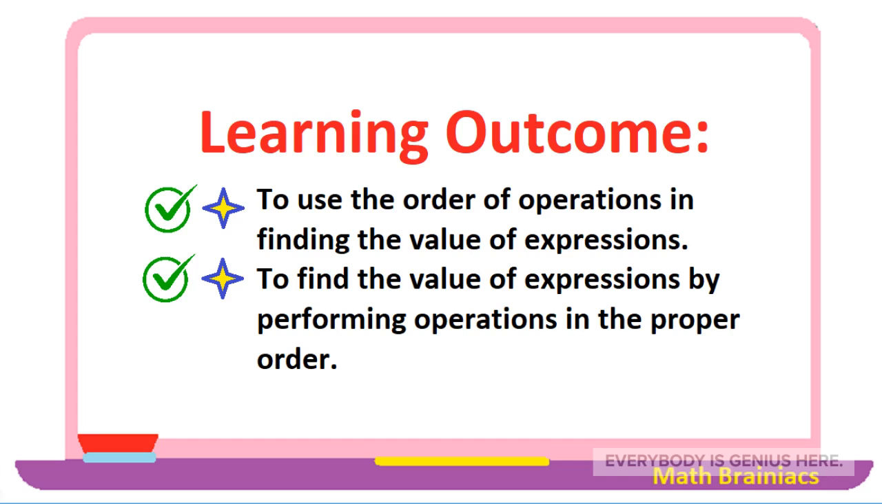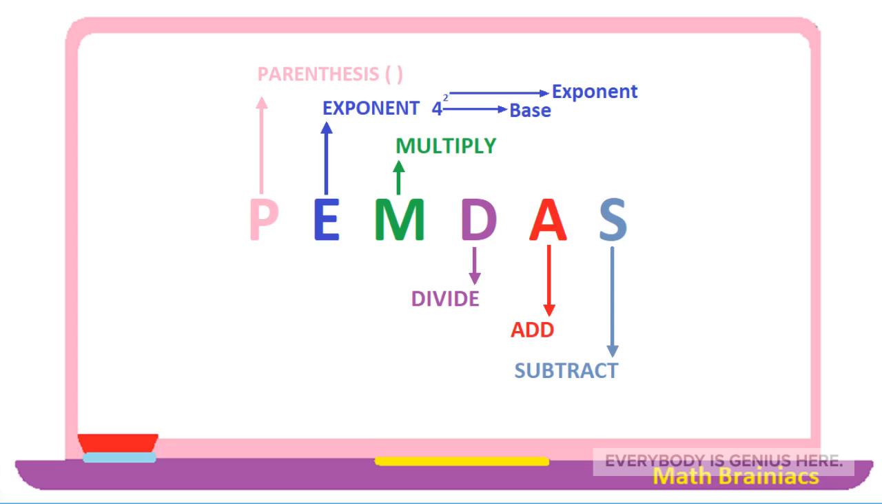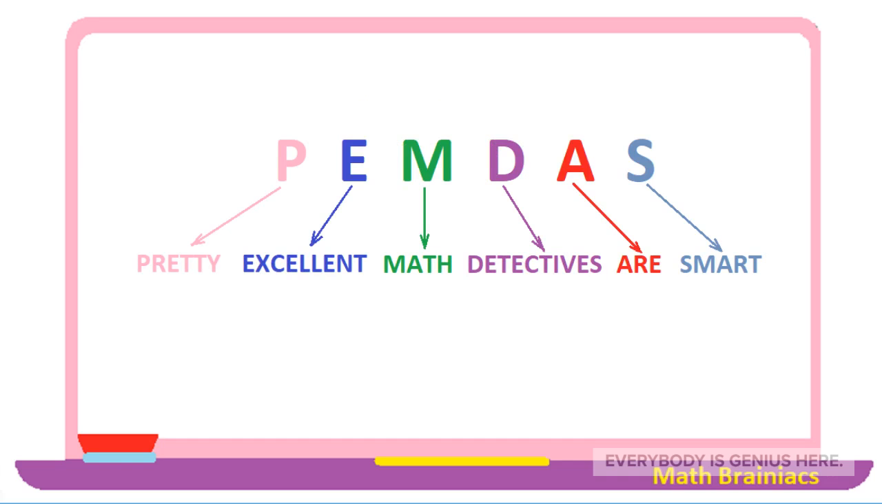Correspondingly, we have met our goal for today's lesson. We have learned how to use the order of operations in finding the value of expressions. And we have learned how to find the value of expressions by performing operations in the proper order. To wrap it up, I want you to remember the PEMDAS rule. Parentheses, exponent, multiply, divide, add, and subtract. So that you're not going to forget the order, I want you to remember this sentence: Pretty excellent math detectives are smart.